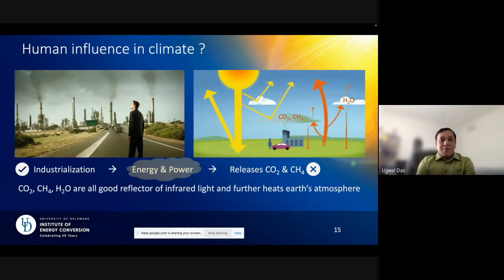Well, the big question now, how to do that? Remember, I showed you the human influence in climate. We want industrialization, we want development, we want economic growth, but we don't want to release CO2 and methane gas into our atmosphere. So we need to focus on the middle part, which is the energy and power, and how we generate them and how we use them. So what are the options?